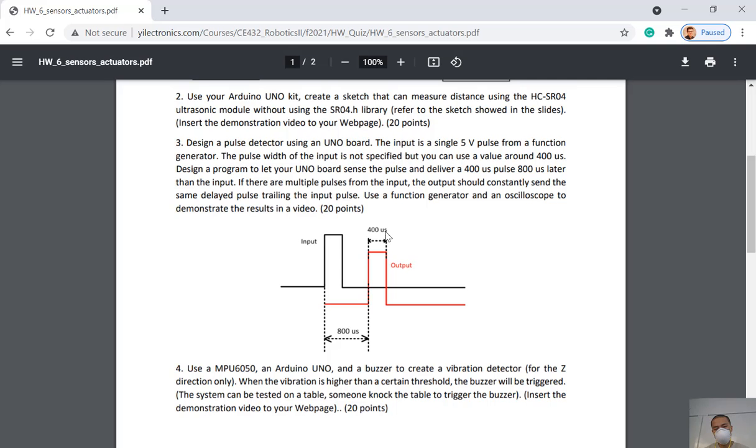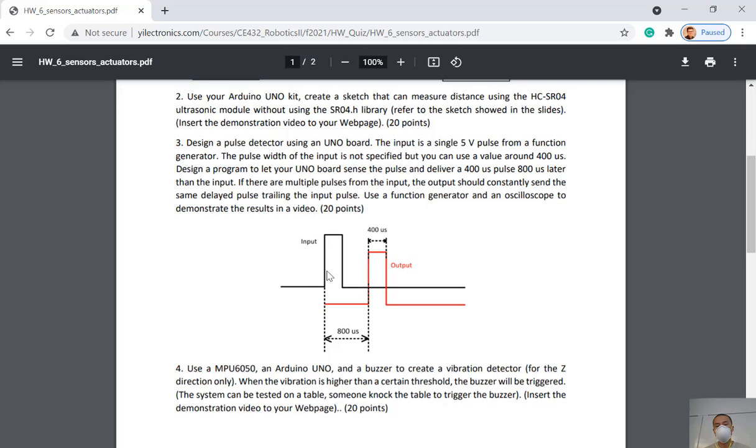which depends on what you want to use. So I suggested that you can use 400 microseconds for this one as well. Okay, for the first one. So the first one, the black one, is the input, and that's the output your Arduino should generate. And the time delay should be 800 microseconds.